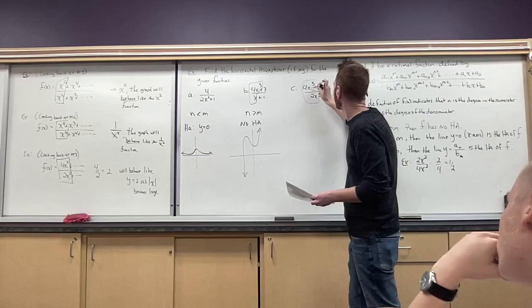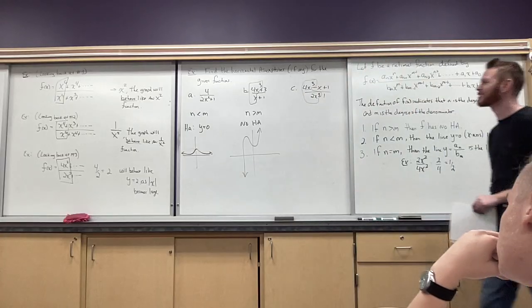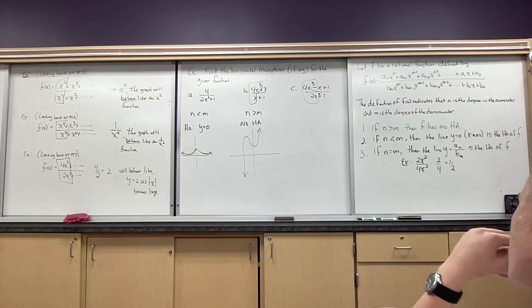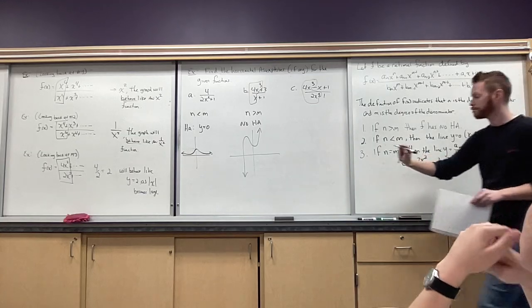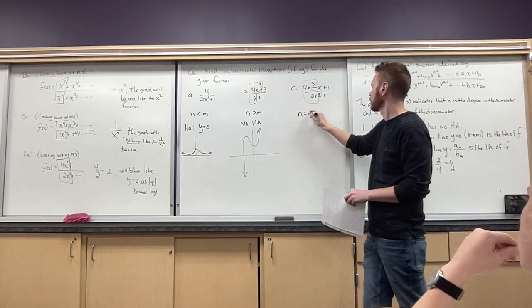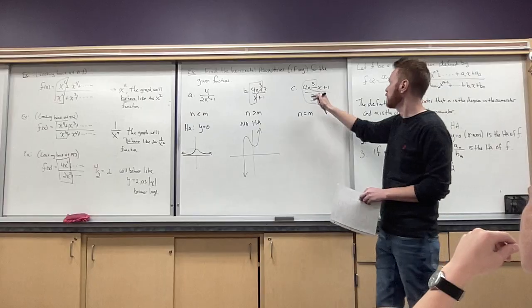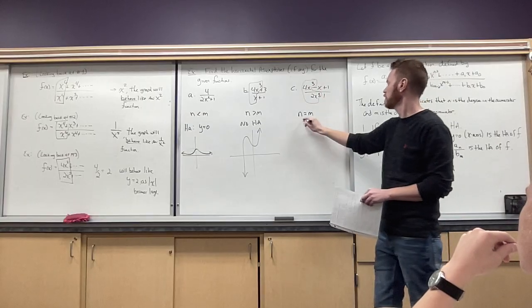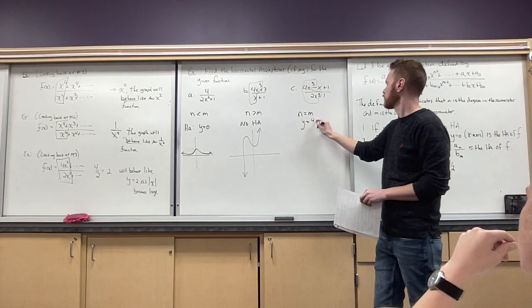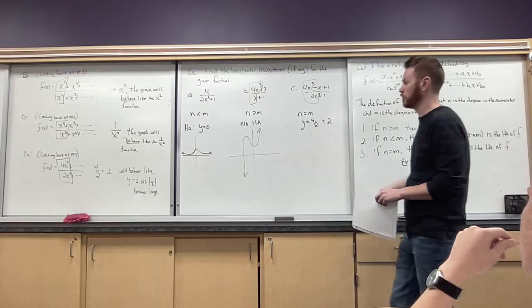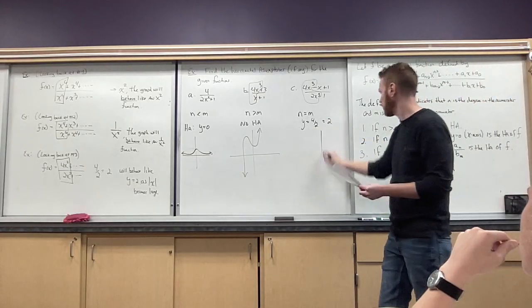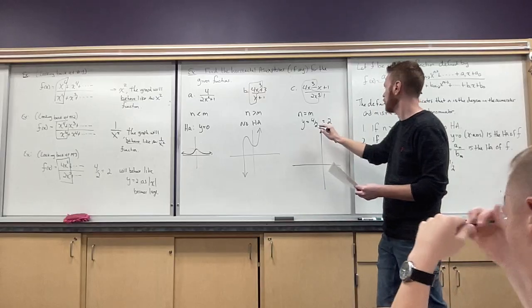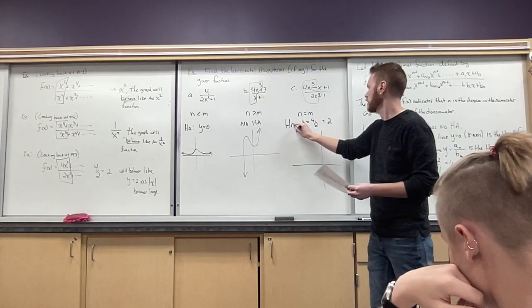Okay, last one. So here, there we go. Those are the largest terms. And notice that both the powers are the same. So that's n equals m. So that means I'm only going to look at the coefficients. So the coefficients would be 4 over 2, which is just 2. Okay? So this graph has an HA of y equals 2. Let me just put HA over here.